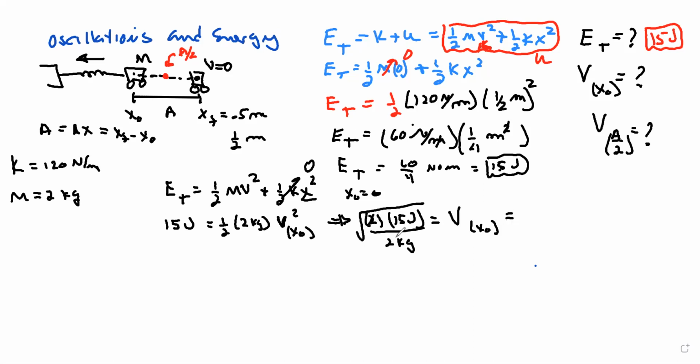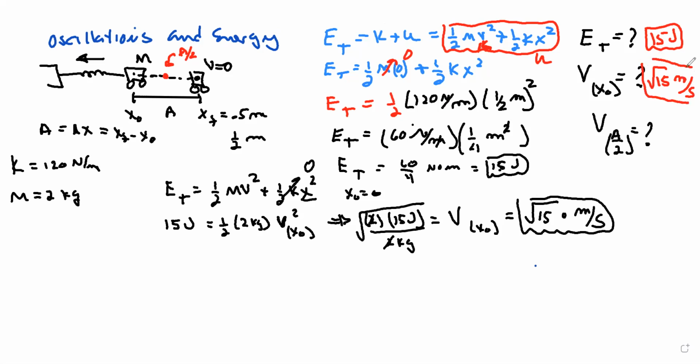And this 2 is going to cancel with this 2, and this is going to be the square root of 15 meter over second. If you do the math, this is what you're going to get. So you're going to get your velocity at x of naught. So we got that one too. So that's going to be the square root of 15 meters over second. And you got another one right there.